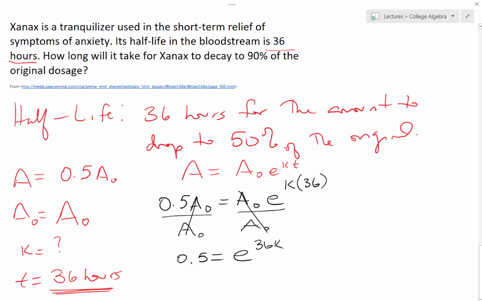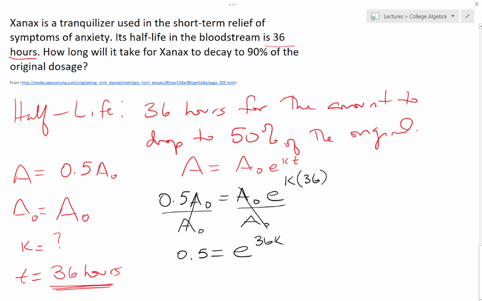And so what do we see here? In those trick problems where they're talking about half-life, or when they're talking about percentages, they're actually easier than the previous problems because you never have to worry about the initial amount. It just divides away. 0.5, the percentage of the half-life, 50%, is equal to e to the 36k.